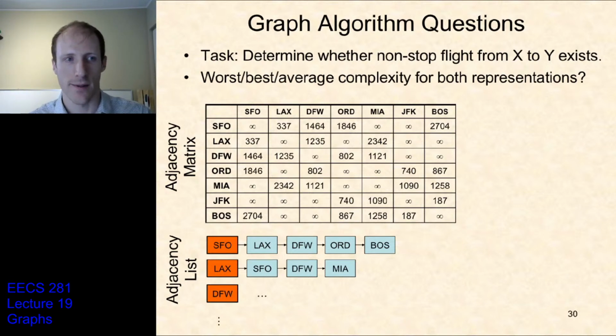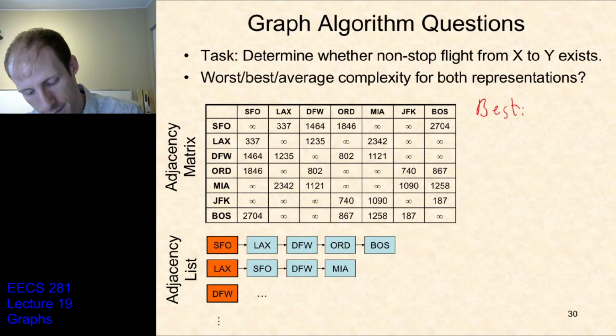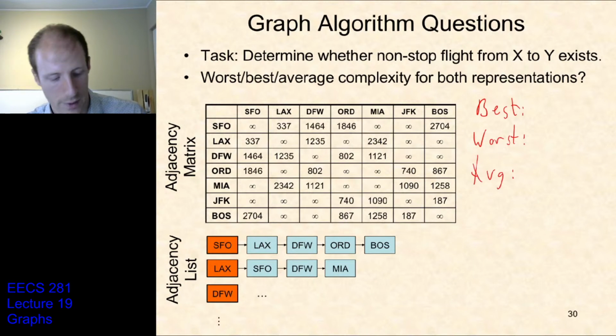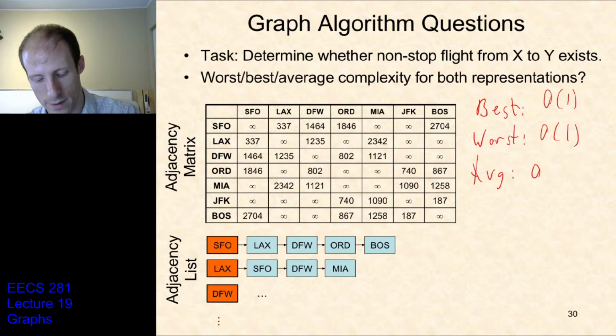Maybe the simplest task we can do is determine whether a nonstop flight from some airport to some other airport exists. What is the worst case, best case, and average case complexity for both representations? So for the adjacency matrix, in order to determine whether a nonstop flight from X to Y exists, we look at row X, column Y. Since this is just an array lookup, this is O of 1 in the best and worst case, and also average case.